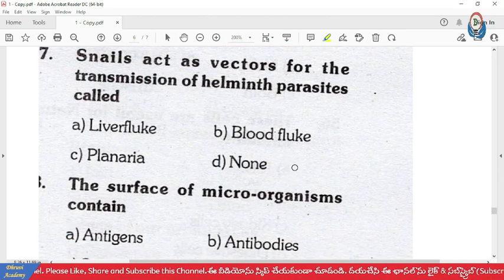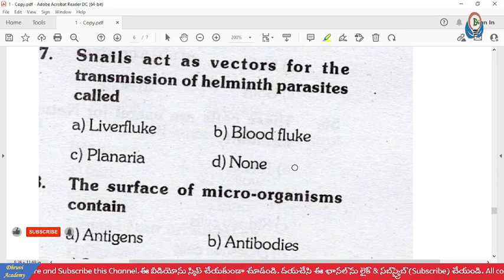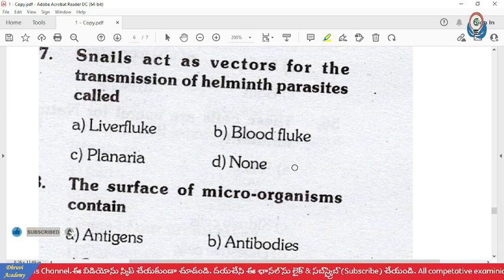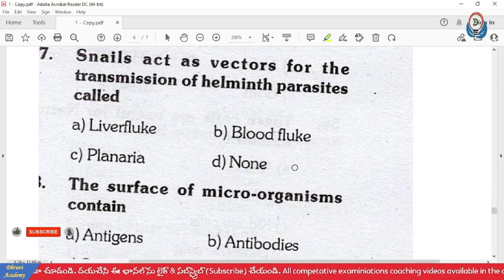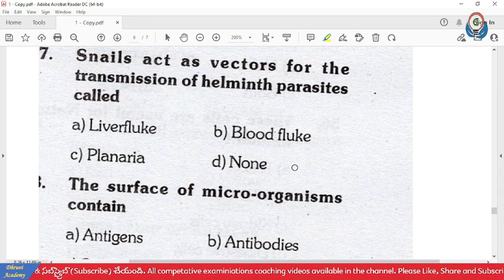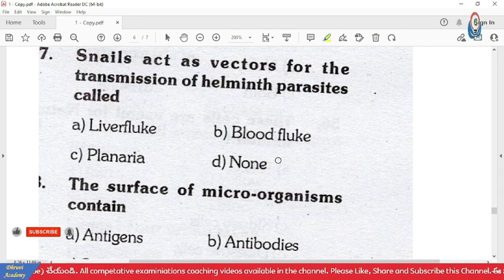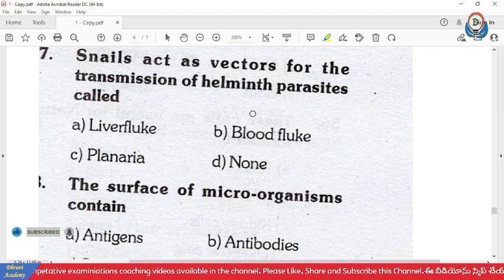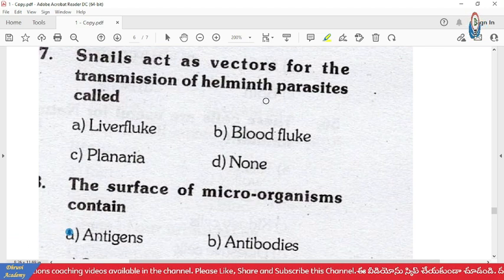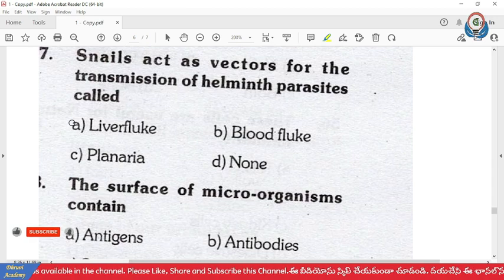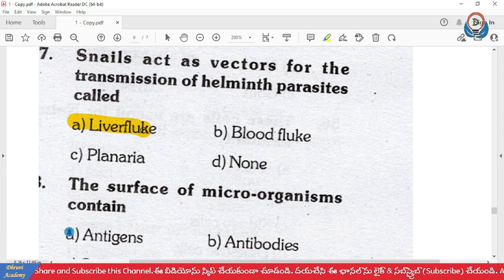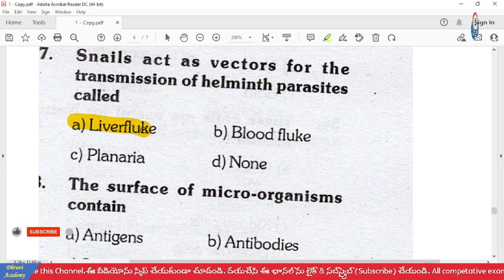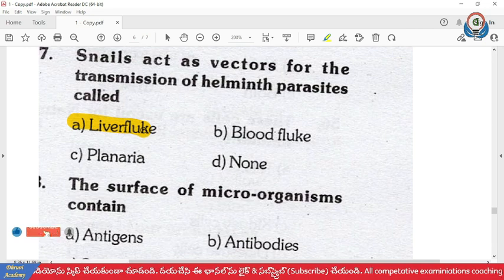Next, snails act as vectors for the transmission of helminth parasites called: A, liver fluke, or B, blood fluke, or C, planaria, or D, none? Snails transmit helminths, you know, these are the roundworms. The answer is a liver fluke. This liver fluke is also called a fluke and tapeworm.